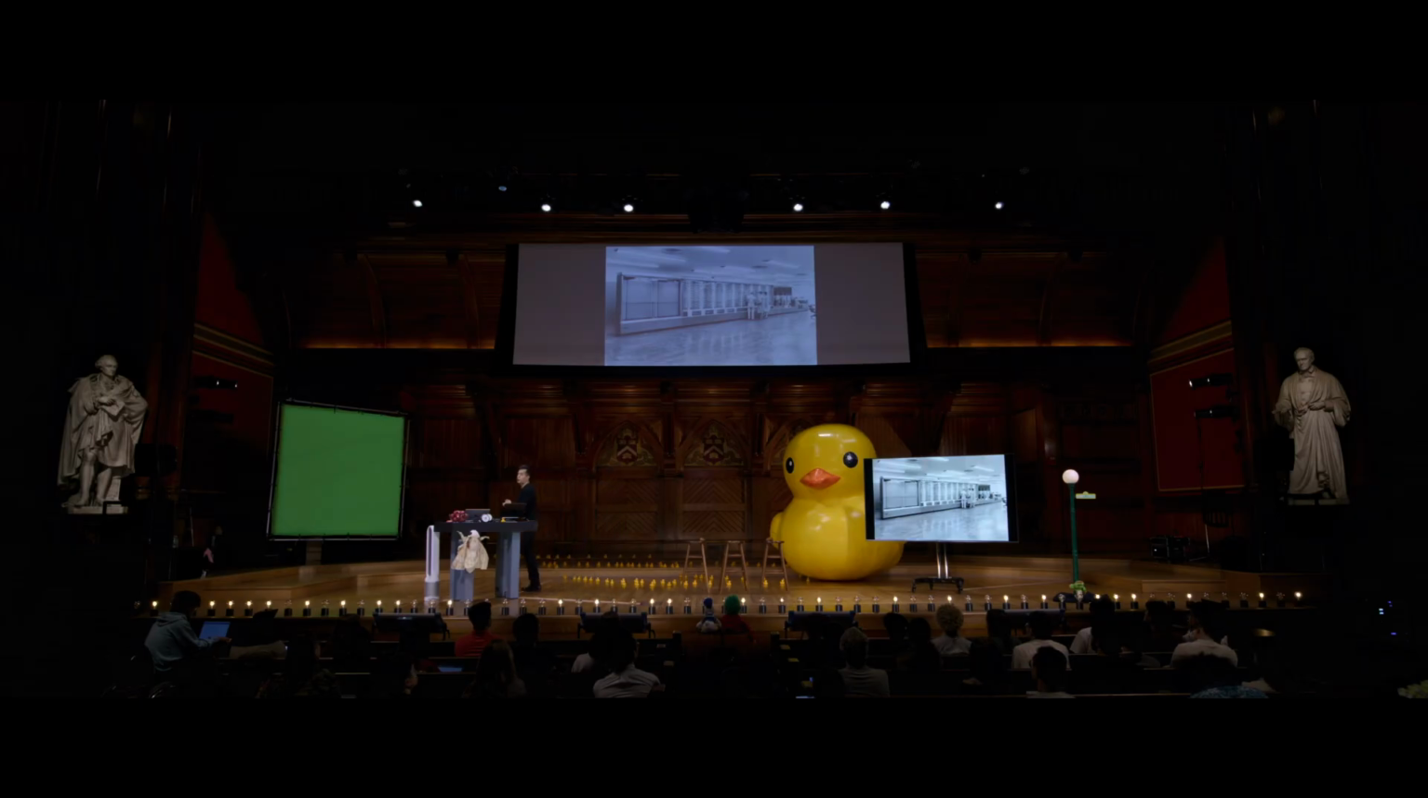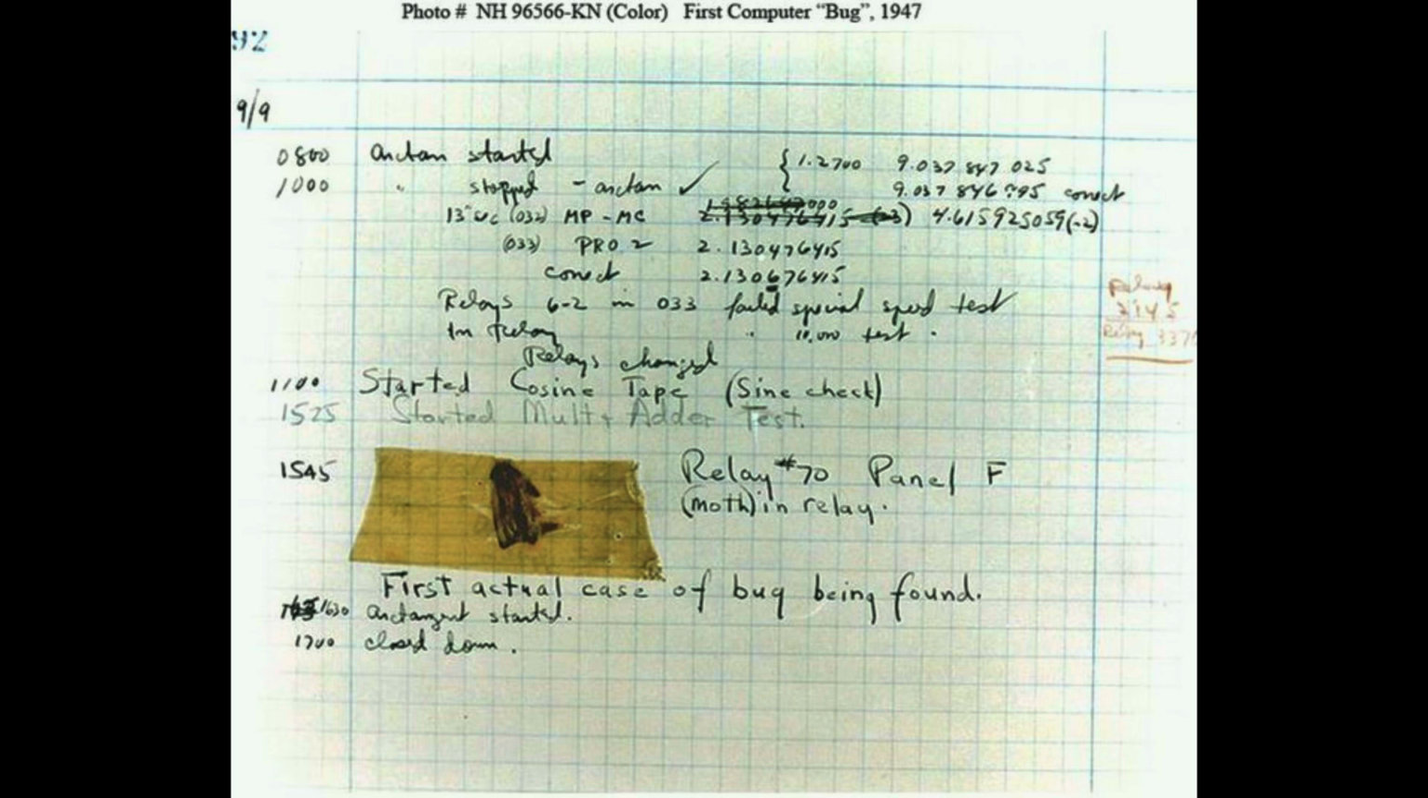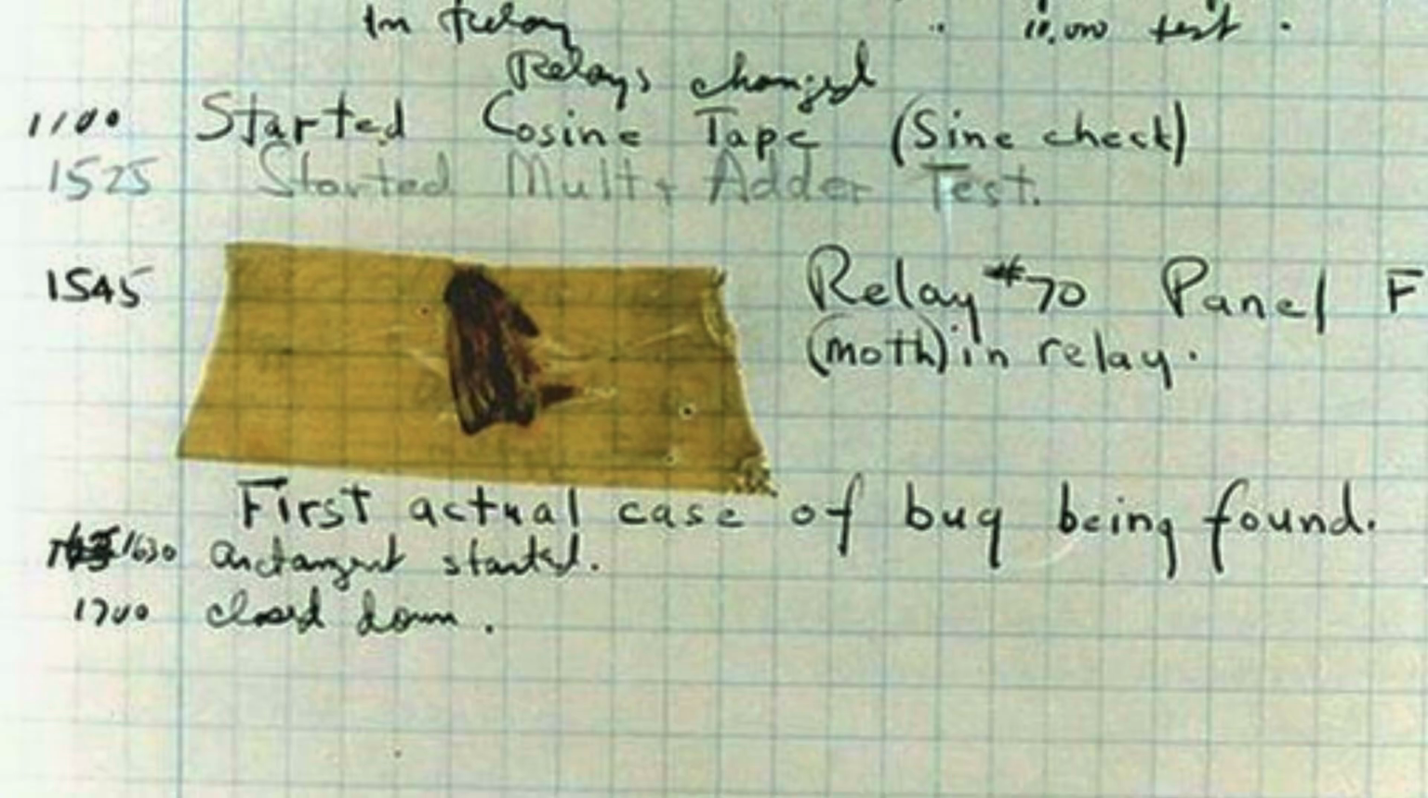But in the Harvard Mark II, another successor to this large mainframe computer, Dr. Hopper was responsible for keeping the logbook. And pictured here, if we zoom in, is the first actual case of a bug being found. Some kind of moth was physically found inside of the Harvard Mark II, disrupting its operations.